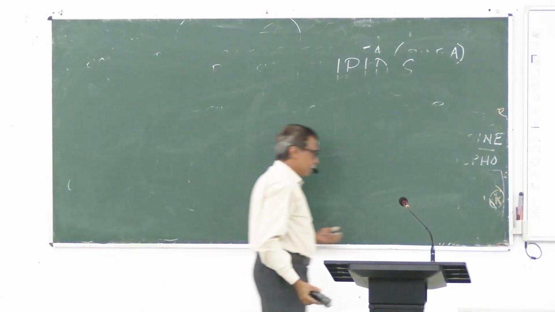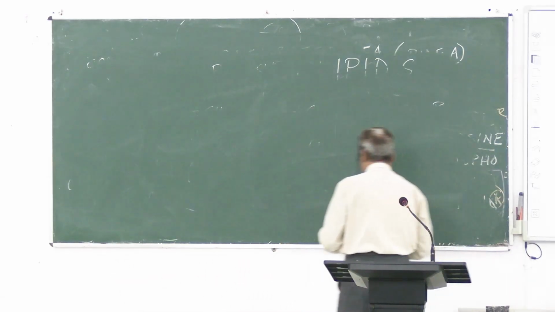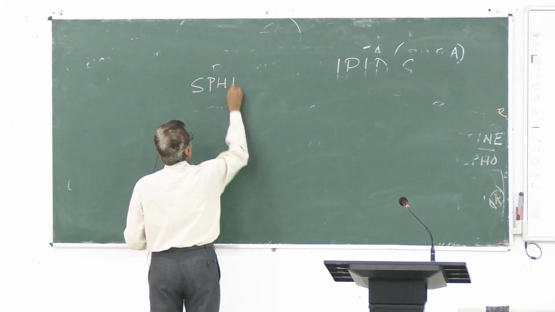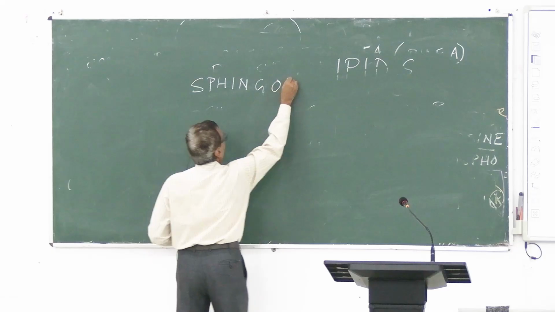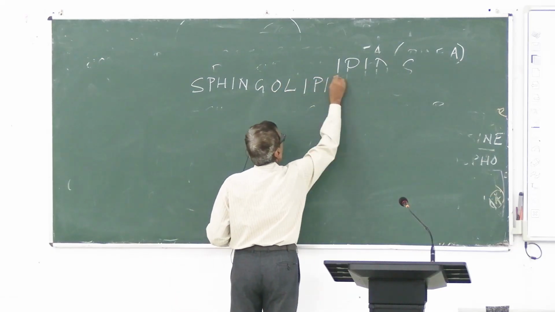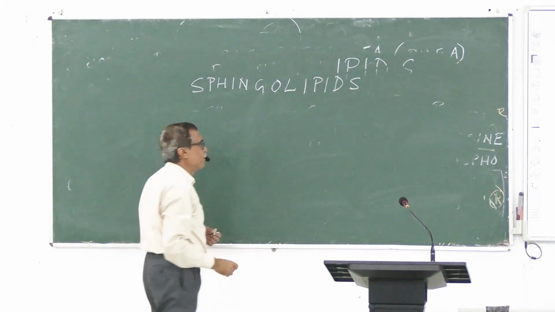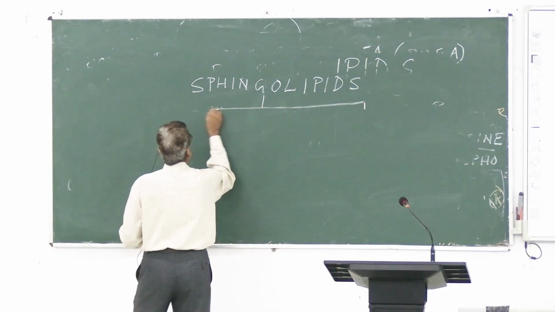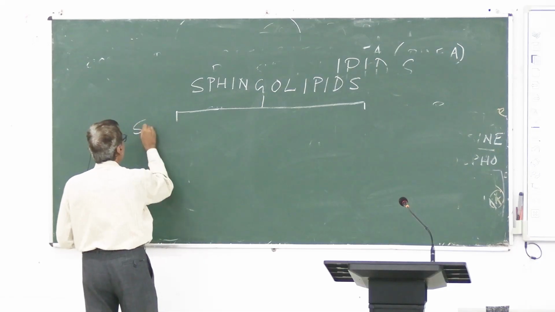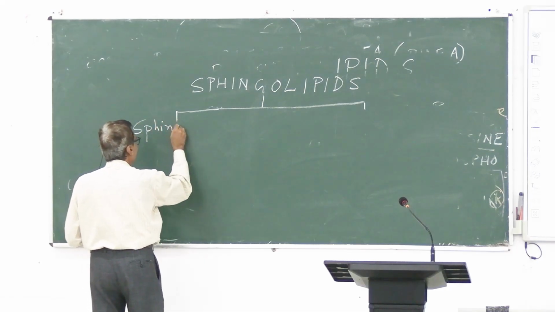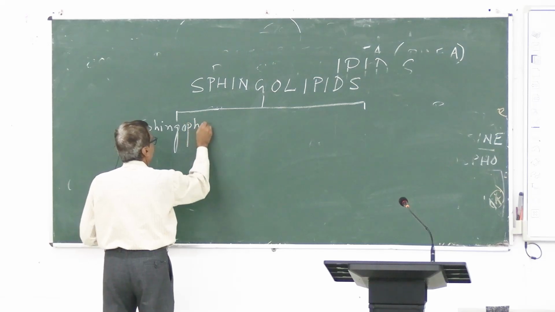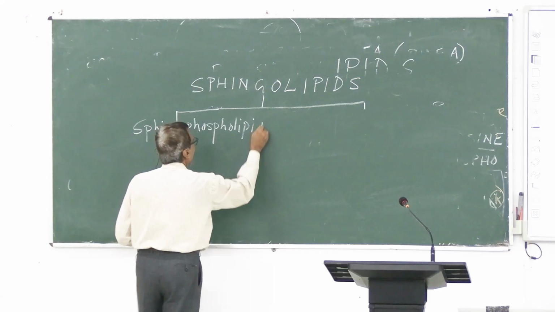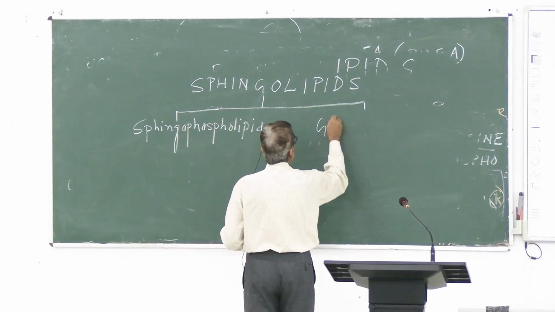Now, I will talk about the sphingolipids. Sphingolipids containing sphingosine. Sphingolipids, one is the phosphosphingolipid, sphingophospholipid, I have mentioned already. And another one is the glycosphingolipid.